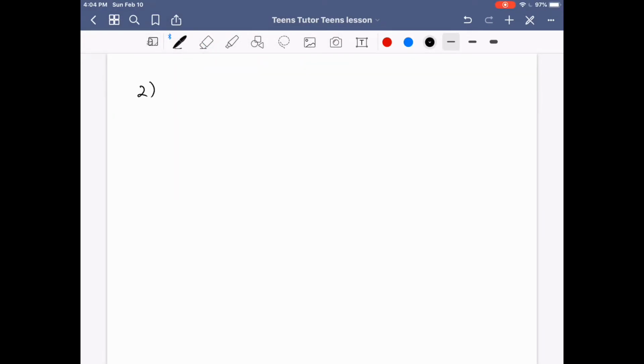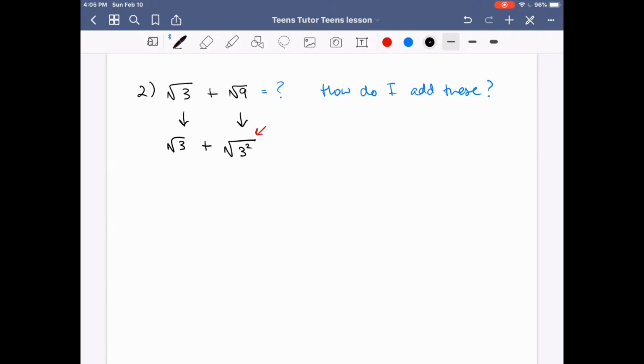Okay, let's try example 2: the square root of 3 plus the square root of 9. You're also asked what it equals. You may be thinking, how do I add these? You would first acknowledge that the square root of 3 cannot be broken up more, so you just keep the square root of 3, plus, acknowledge that the square root of 9 also equals the square root of 3 squared. Remember what this radicand equals, we can write this as the square root of 3 plus 3 to the 1/2.